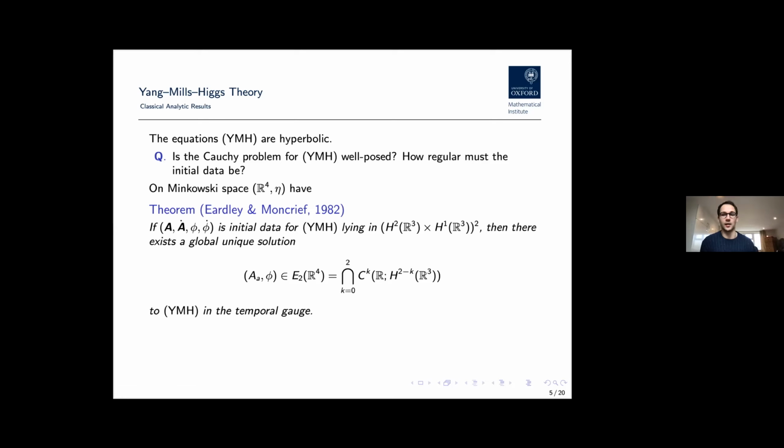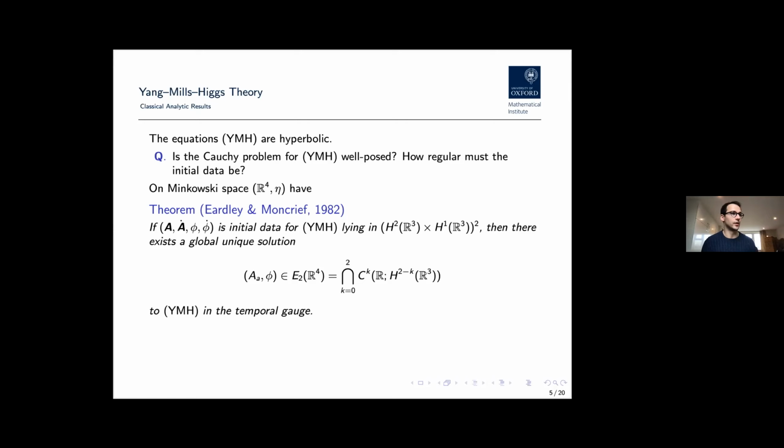which states that if I take initial data for the Yang-Mills potential and the Higgs field phi to be in H2 cross H1, then there exists a global unique solution on Minkowski space in the temporal gauge. The work I'm referring to here is the second in a series of two papers by Eardley and Moncrief, in the first of which they prove the existence of a local solution by an iteration procedure, and in the second they extend the local solution by these L-infinity estimates that I will come on to shortly.